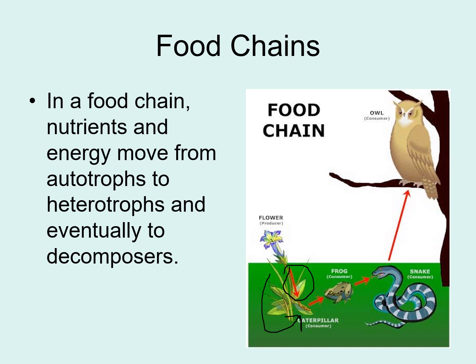And then energy is going from the caterpillar to the frog. The frog is eating the caterpillar. And then energy goes from the frog to the snake. The snake's going to eat the frog. And then energy is going to go from the snake up to the owl. The owl's going to eat the snake. Now up here, eventually we know the owl will die. And so that's where our decomposers are going to come into play in order to break down the nutrients.